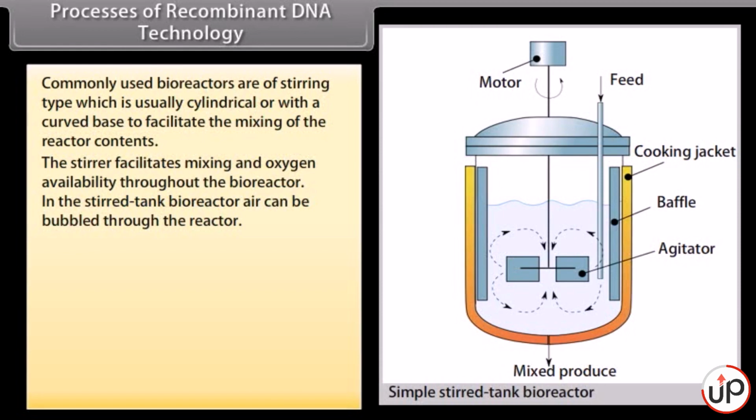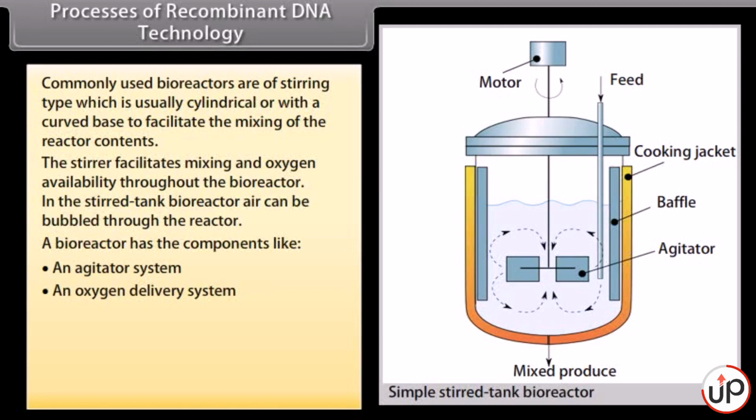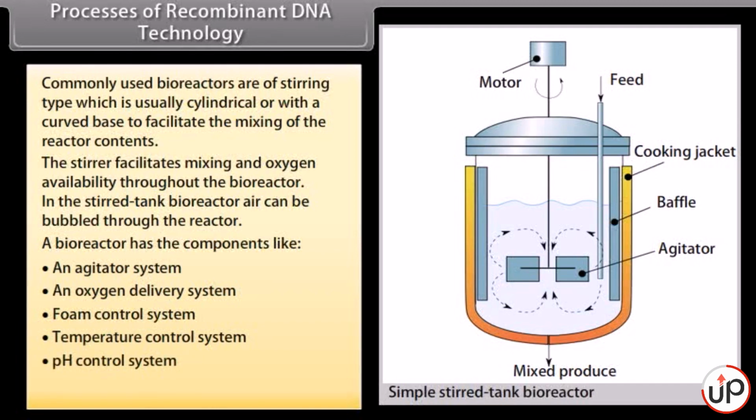In the stirred tank bioreactor, air can be bubbled through the reactor. A bioreactor has components like an agitator system, an oxygen delivery system, foam control system, temperature control system, pH control system, and sampling ports.